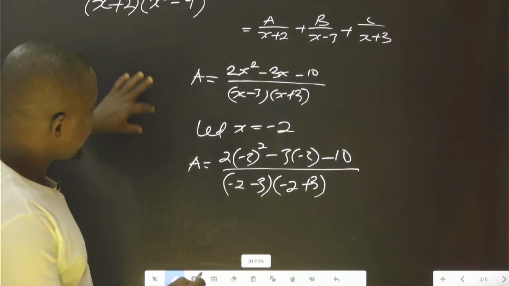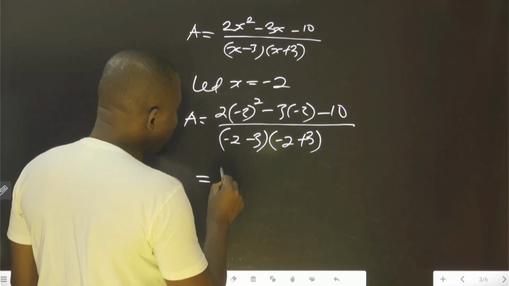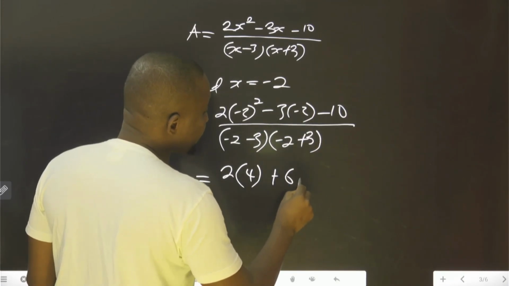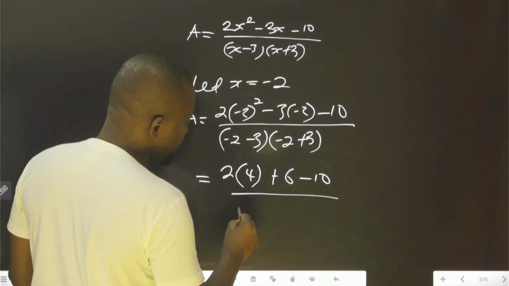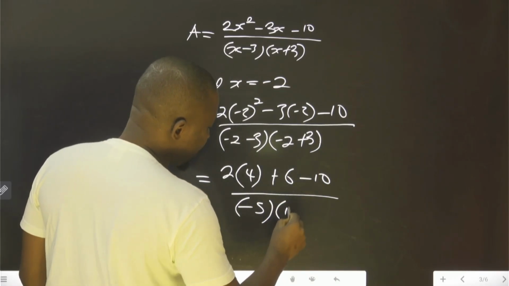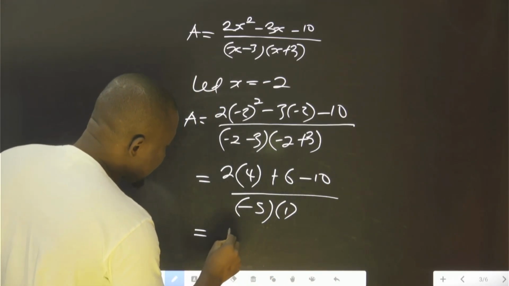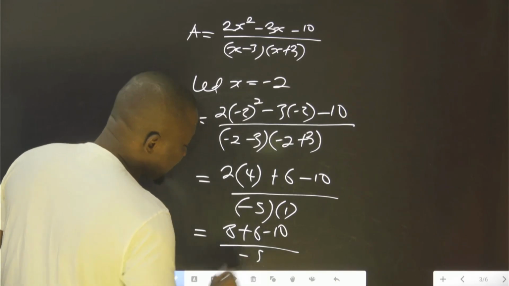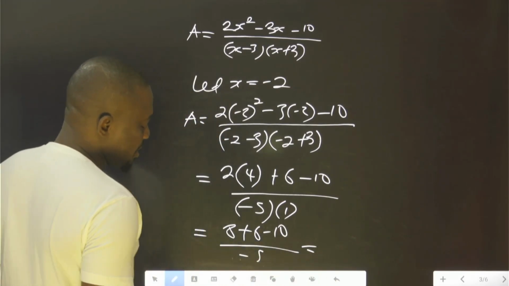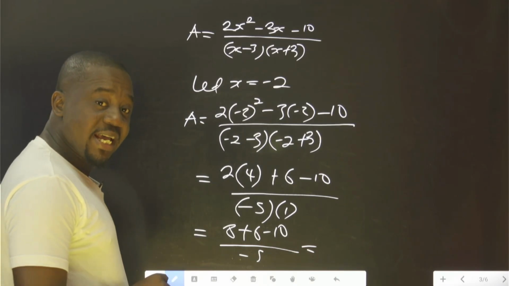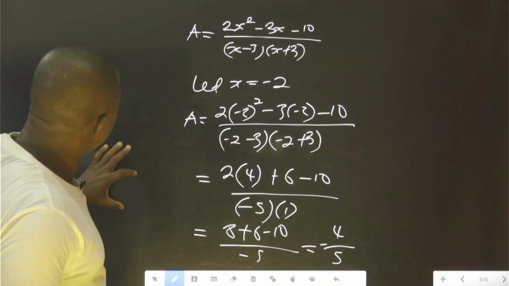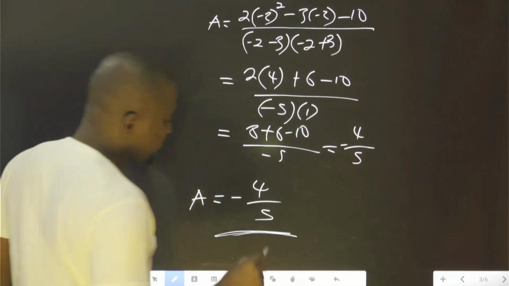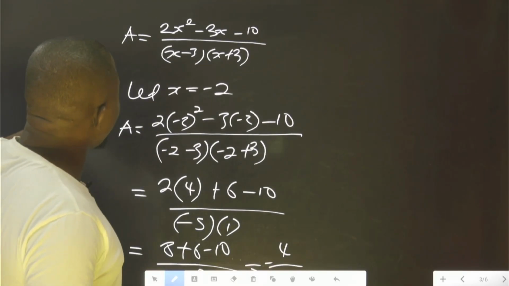Okay? Then we square. If you square this, you have 2 times 4, which is 8. This and this will produce 6. Over this will produce minus 5 times 1. That is 8 plus 6 minus 10 over minus 5, which is 14 minus 10, which is 4. 4 over minus 5. So a therefore is minus 4 over 5. Once we get a, we can go for b now.